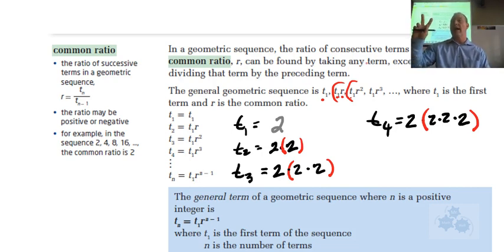So two different ways you can look at it. Take one term, multiply by the common ratio. Then move to that new term, multiply by the common ratio. Then move to that new term, multiply by the common ratio. That's one way of looking at it.